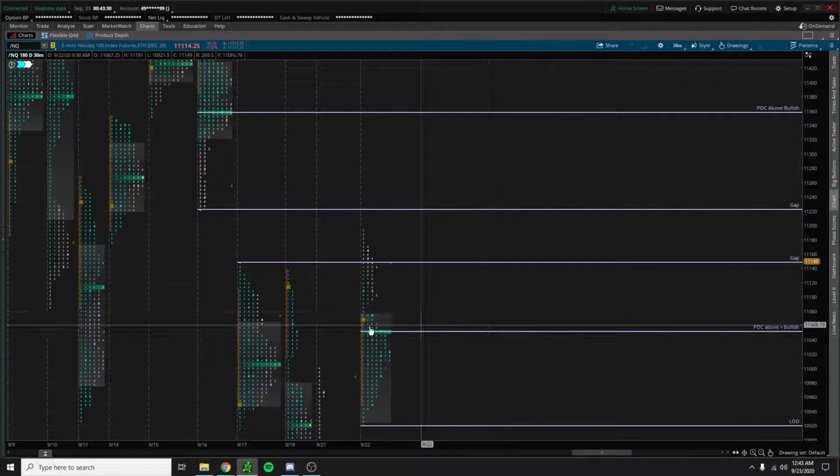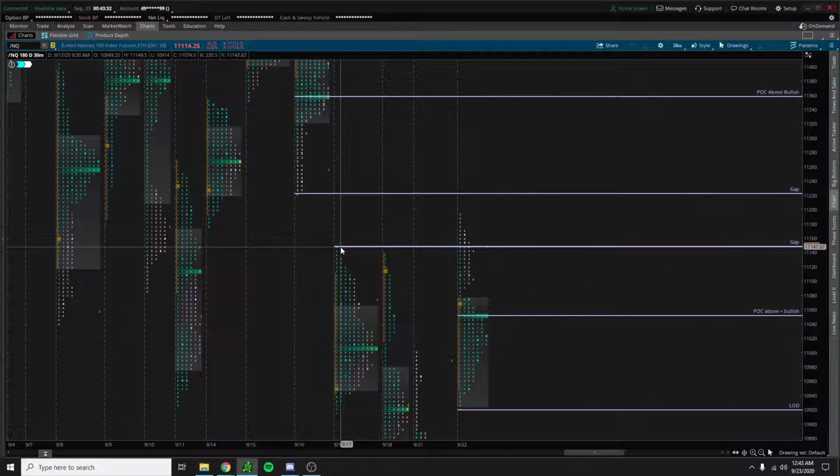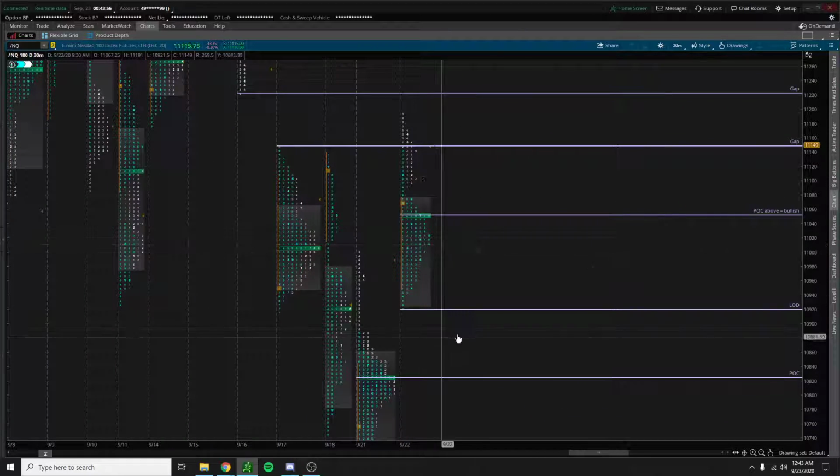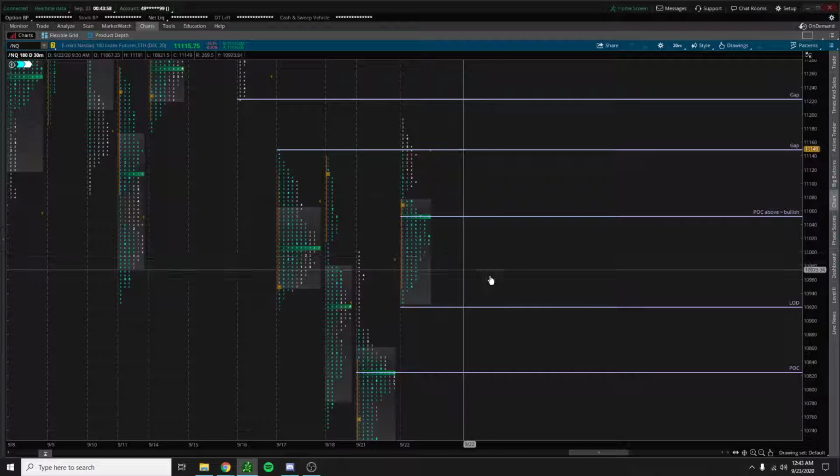Okay. Now, as you can see, the NQ tried to fill this gap from the 16th and the 17th. It tried to fill it. Okay, it got up to up here, and then obviously it couldn't. So if we do get an open above here, and we see some buyers at the open, you should see this gap completely fill, which would be a very bullish sign for the NQ.